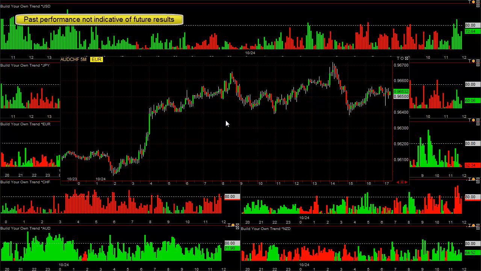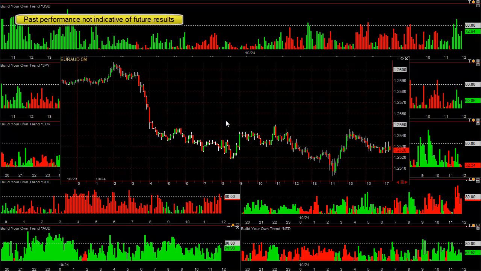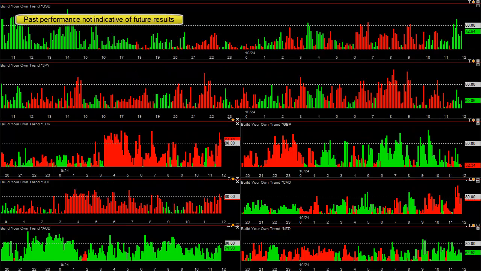Let's take a look at the Euro Australian. This is going to be going down. As you can see, it goes down, pullback, down. And this is just one way of trading using our currency meter.